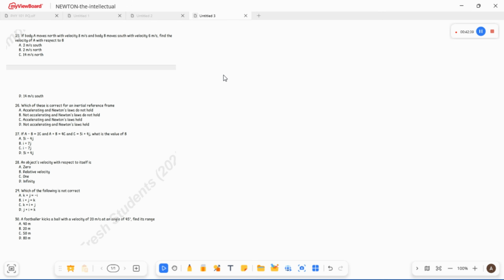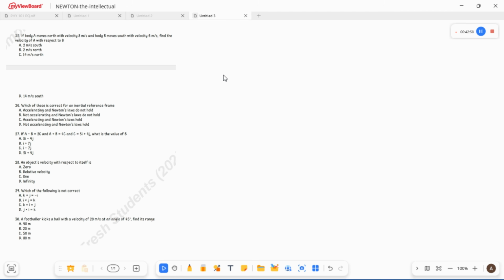Which of these is correct for an inertial reference frame? Option A, accelerating and Newton's law do not hold. B, not accelerating and Newton's law do not hold. C, accelerating and Newton's law hold. D, not accelerating and Newton's law hold.